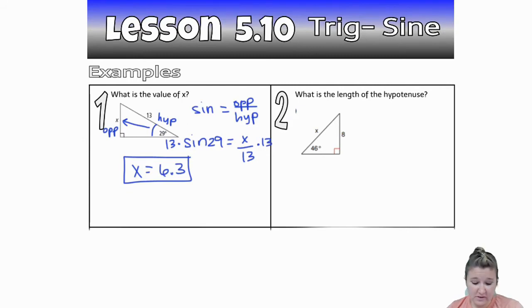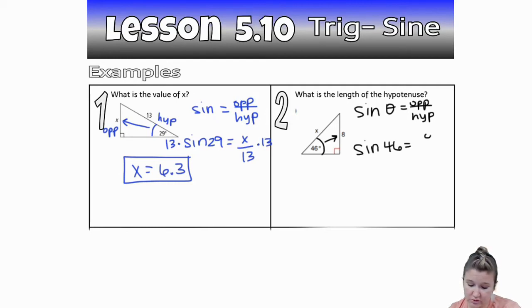All right, so on this one, we're asked to find the hypotenuse side. So we are going to start off with 46. Let's see, we have sine, which is sine of an angle. I'm going to say theta is equal to the opposite over the hypotenuse. Okay, so we're given 46 degrees. So opposite of that is going to be 8. So we're going to have the sine of 46 is equal to 8 divided by x.